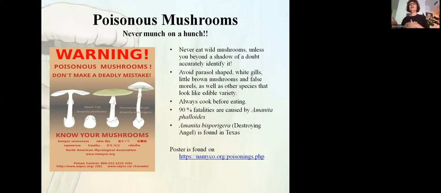While you are a newbie, I would avoid parasol-shaped white gills, little brown mushrooms, and false morels, as well as other species that look like edible varieties. So while you're a newbie, do not eat anything that you find in the wild until it's completely identified.